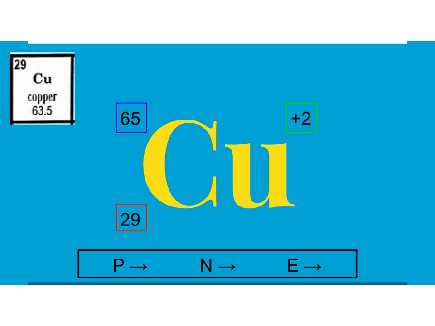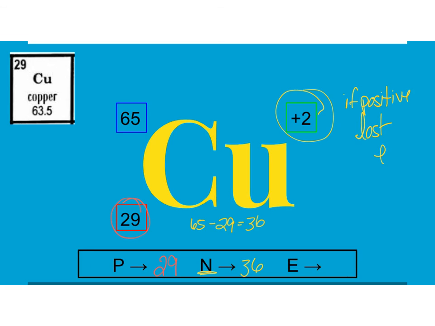So for this one, the protons should be easy. They should be the same. We again have 29. That is from our atomic number. Our neutrons should also be pretty easy. Remember, we take our mass number minus our atomic number equals our number of neutrons. So that's how we get 36. And this time we get this positive 2. Remember previously I said if positive, it lost electrons. Notice I do E negative because they're negative electrons. So we know that there are 2 less electrons than normal. So 29 minus 2 is 27.